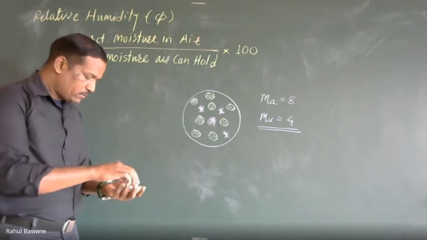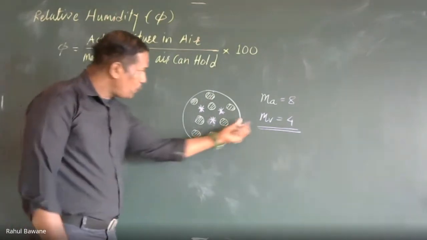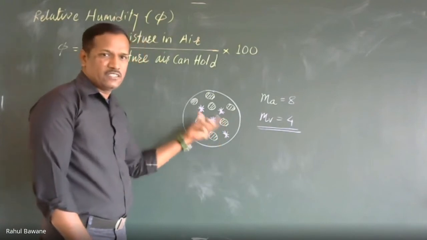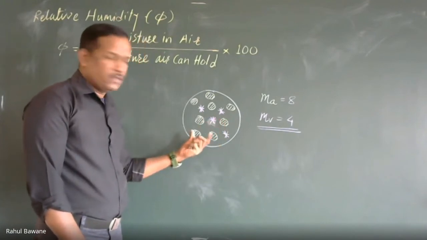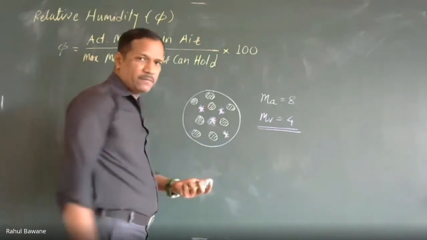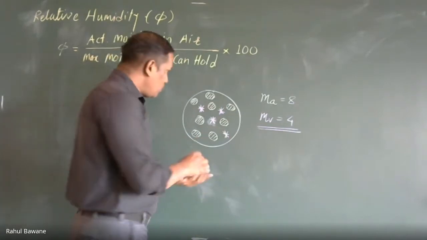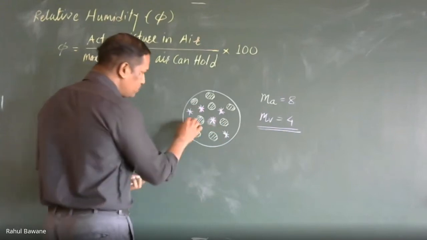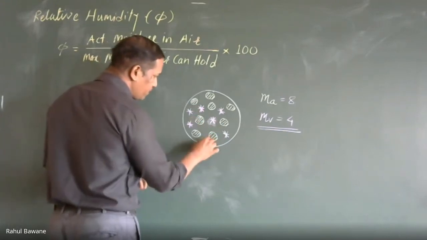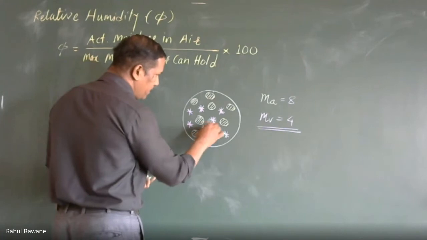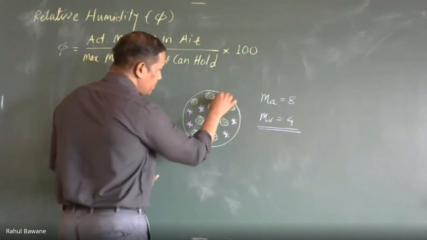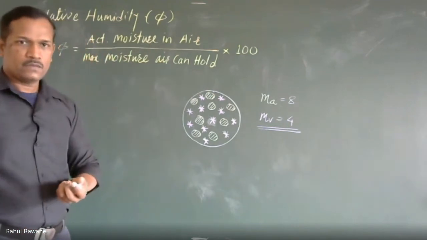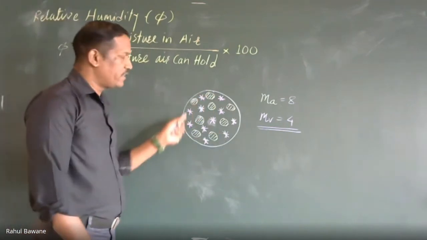Now imagine 4 is not the maximum limit of absorbing moisture in this air. If I am adding moisture, it will be absorbed in this air. Now 5, 6, 7, 8, 9, 10, 11. Now it gets saturated.